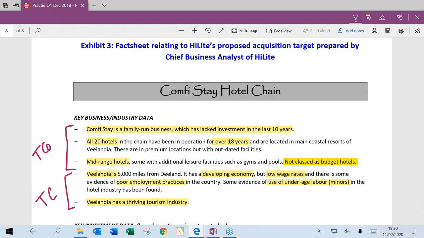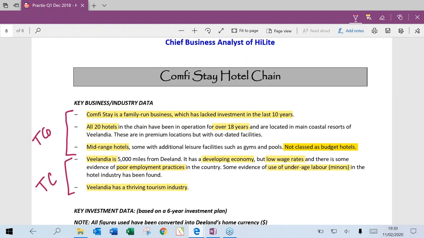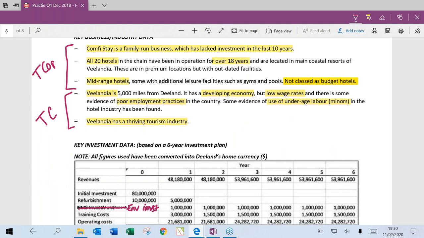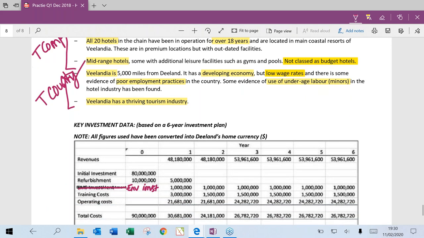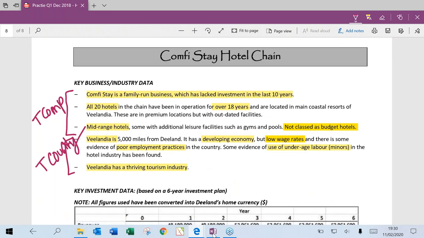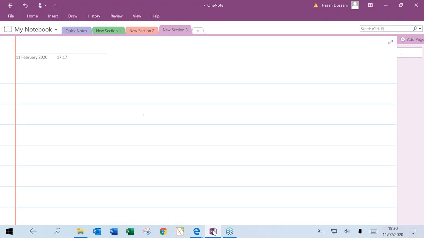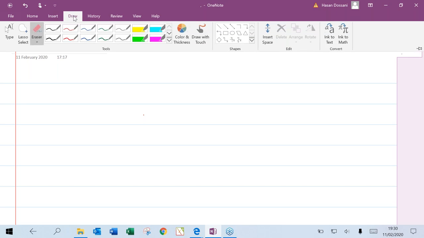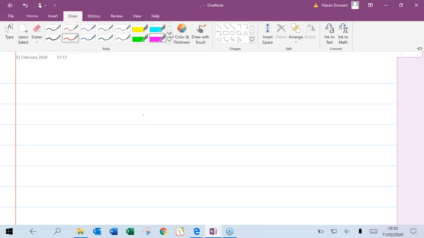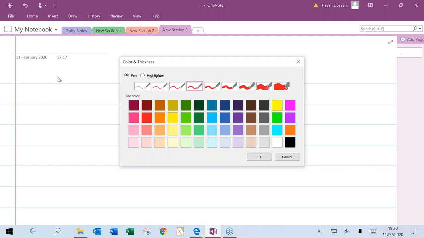So now we are equipped. We got information about the target company, this is the target company, and this is the target country. And we got financial projections. Okay. So now let's start drafting. Let me select a nice marker here. Just give me a second. Okay.